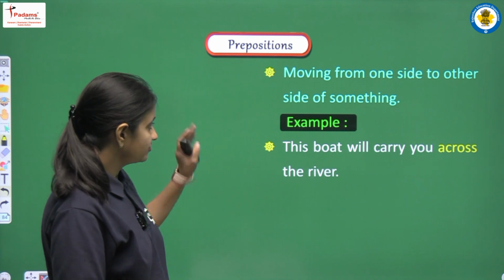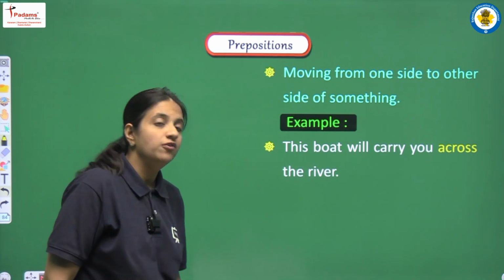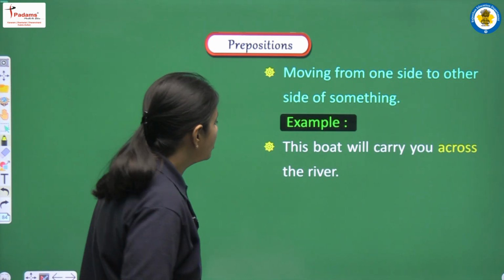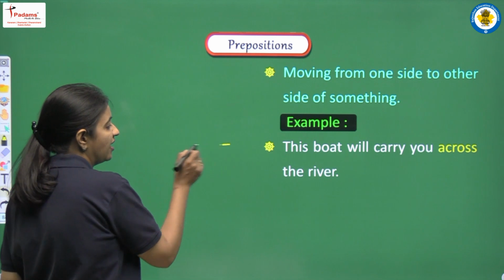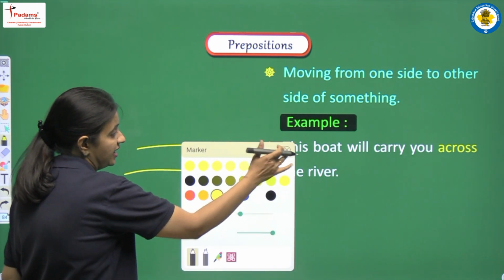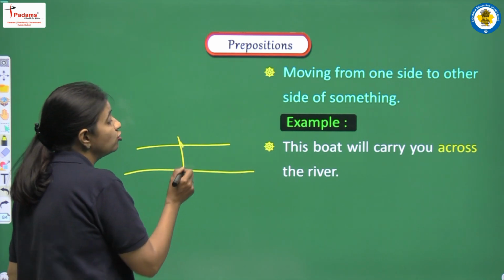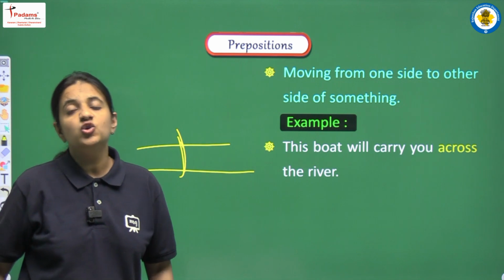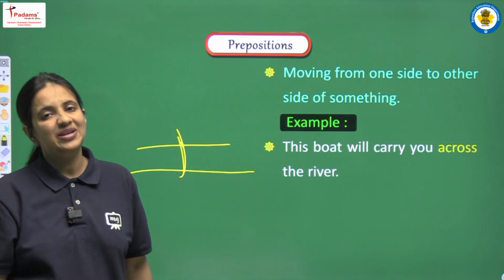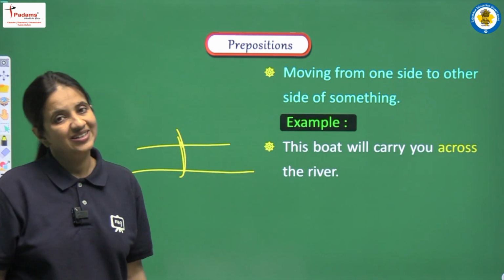Next, moving from one side to the other side of something. Let's see the example. This boat will carry you across the river. We have the same meaning here. Suppose this is a river, and we have a boat on this side. And we are saying that if you want to go to that side, if you want to cross the river, then you can use this boat, and this boat will carry you across the river. It means then you will be able to cross the river.